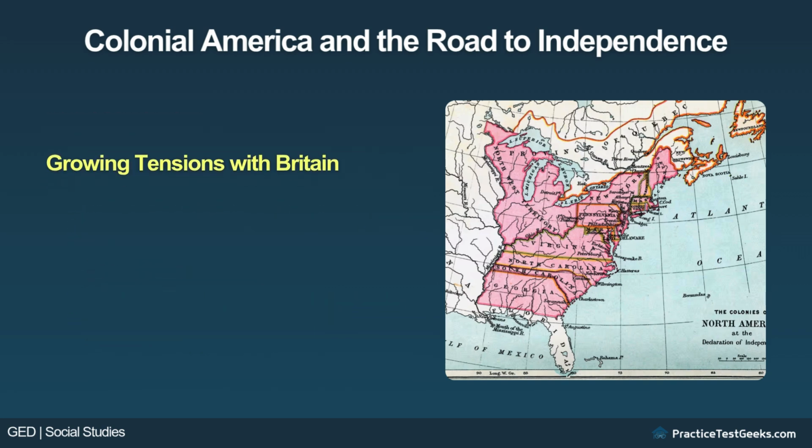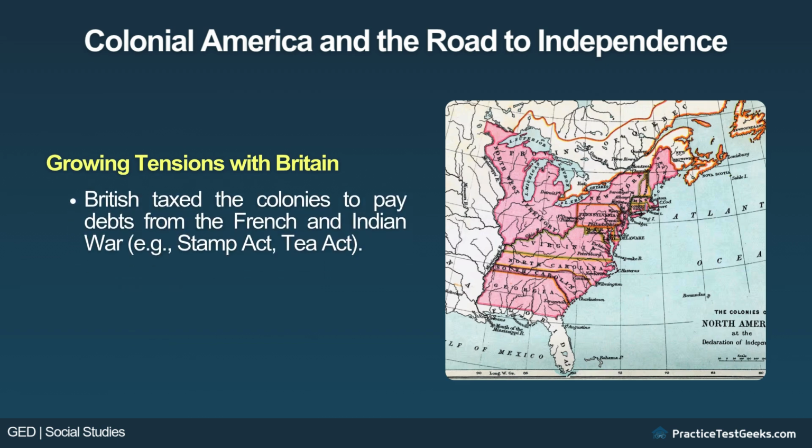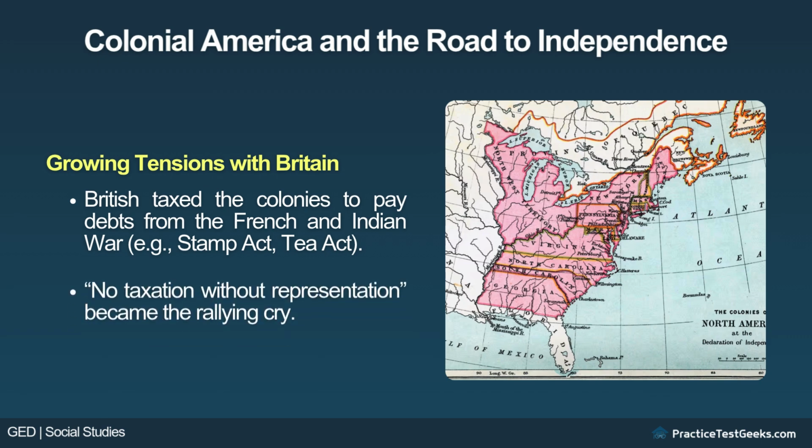Growing tensions with Britain. Over time, Britain began taxing the colonies to help pay for the French and Indian War. Laws like the Stamp Act and Tea Act angered colonists. The phrase "no taxation without representation" became their rallying cry. They believed they shouldn't be taxed without having a voice in Parliament.